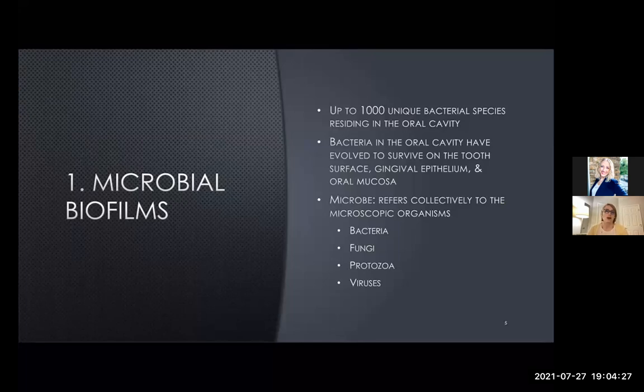So we know that there are up to 1,000 unique bacterial species residing in the oral cavity. Gross. Basically, these have evolved to survive on the tooth surface or epithelium or mucosa somewhere in the mouth. So bacteria can be anywhere in our mouths. A microbe refers basically to any microscopic organism. So bacteria, fungi, protozoa, viruses, all of these things make up the microbes that are present at any given time.